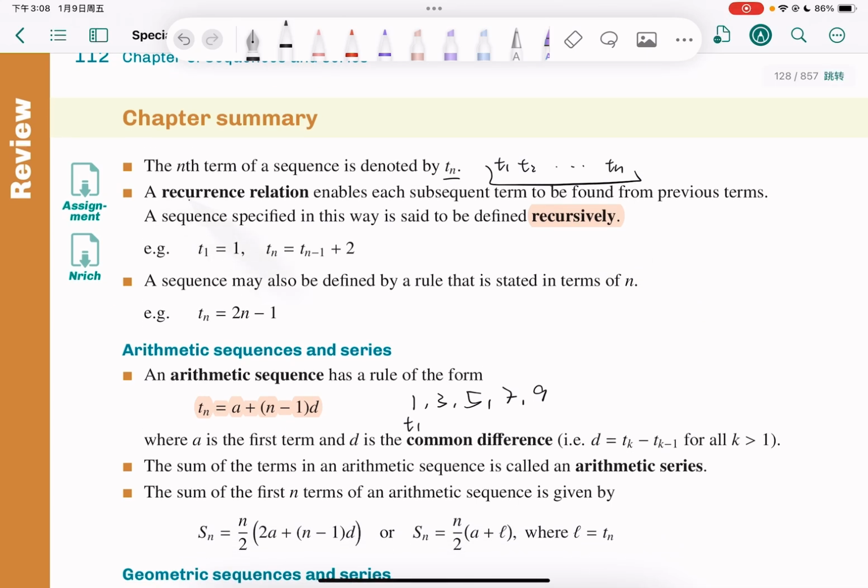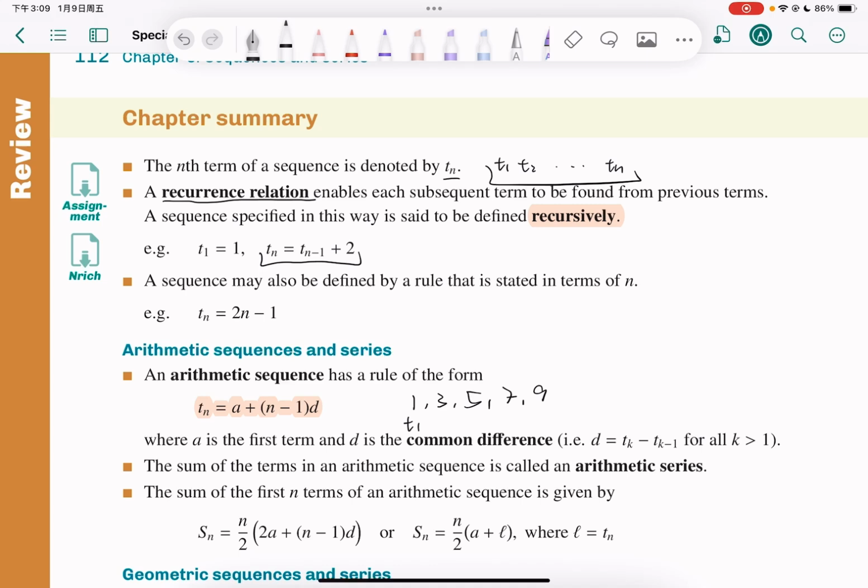The second one, a recurrence relation. So what is a recurrence relation? It enables each subsequent term to be found from the previous term. A sequence specified in this way is said to be defined recursively. For example, if we have Tn equal to Tn minus 1 plus 2, this example shows a recursive sequence or a recurrence relation.